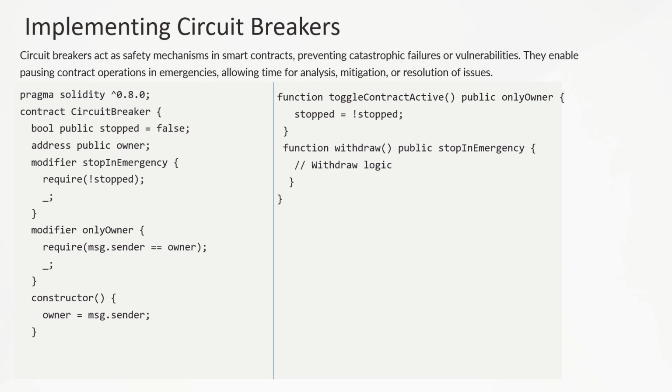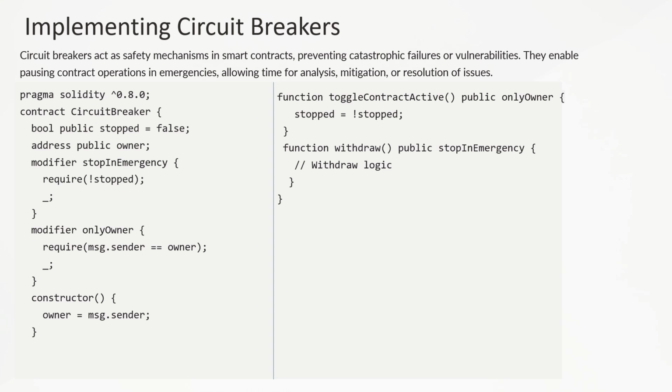The CircuitBreaker contract is a security pattern that provides a mechanism for pausing certain contract operations in case of emergencies. stopped is a Boolean state variable used to indicate whether the circuit is currently open, that is, in an emergency situation, or closed, that is, in normal operation. owner is a variable of type address that represents the owner of the contract. The stopInEmergency modifier is designed to restrict certain functions from executing when the circuit is in an emergency state.